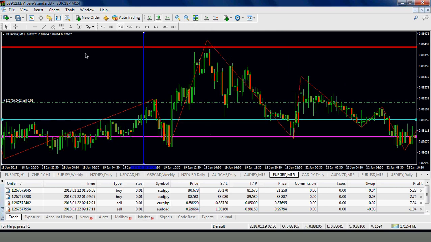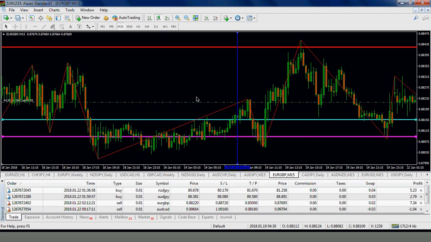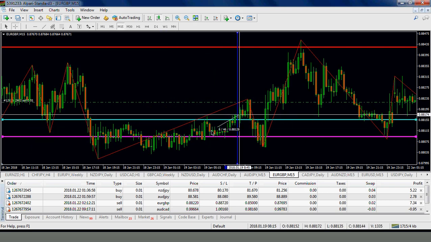Let me reduce this so you can see our risk. It is close to 20 pips, and our take profit should be 30 pips. The market is just 27, 28 pips.